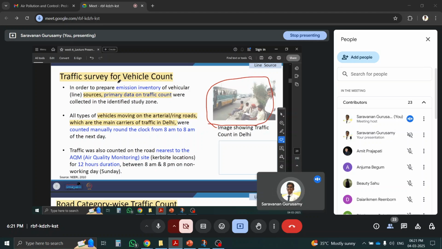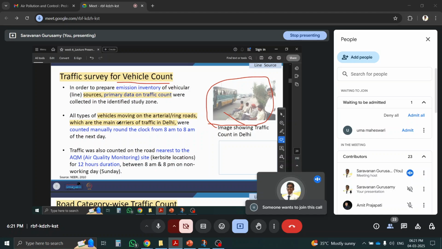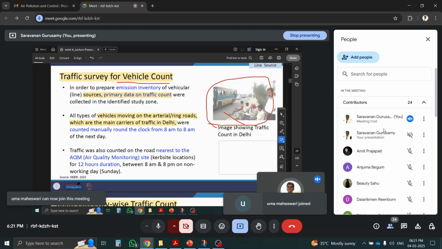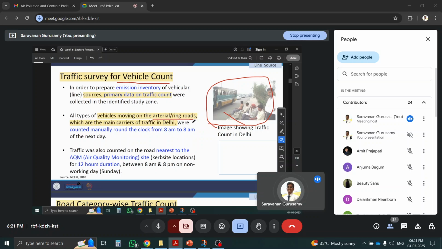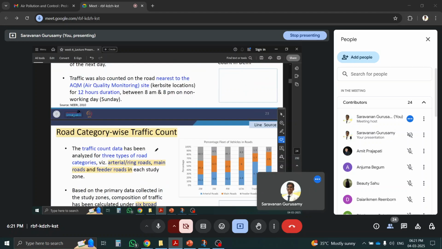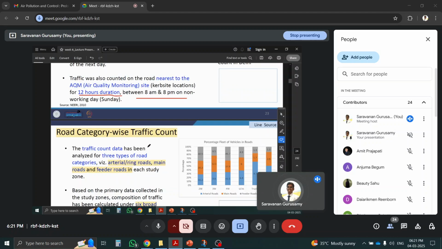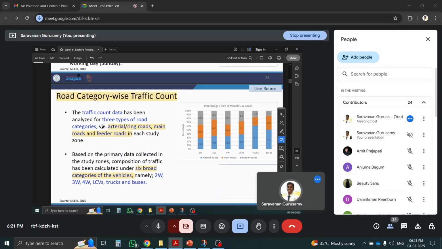So traffic survey was conducted for vehicle count. One day I will tell you how to do this vehicle count. That is a transportation sector. So I will teach you how to calculate the vehicle count by sitting on the pavers. And vehicles moving on the arterial, ring roads, and so these are the different types of roads also taken into consideration. So they are taken for 12 hours duration between 8 a.m. to 8 p.m. and the non-working days also they have compared.